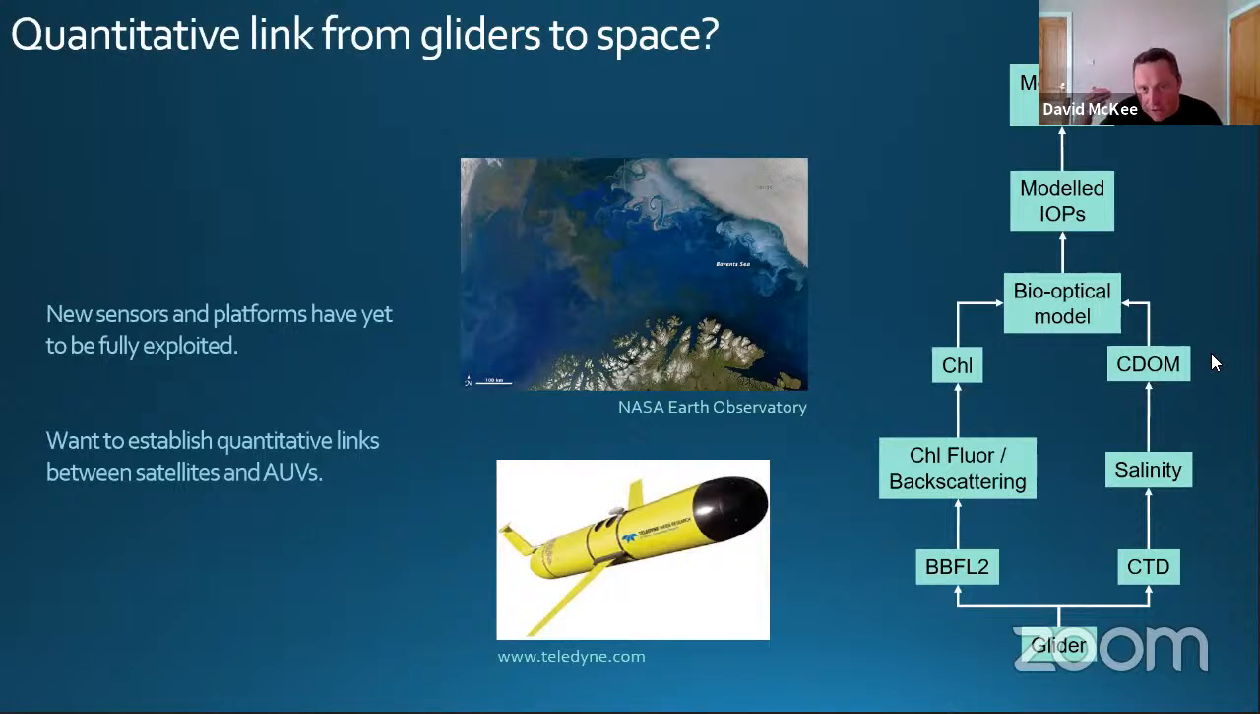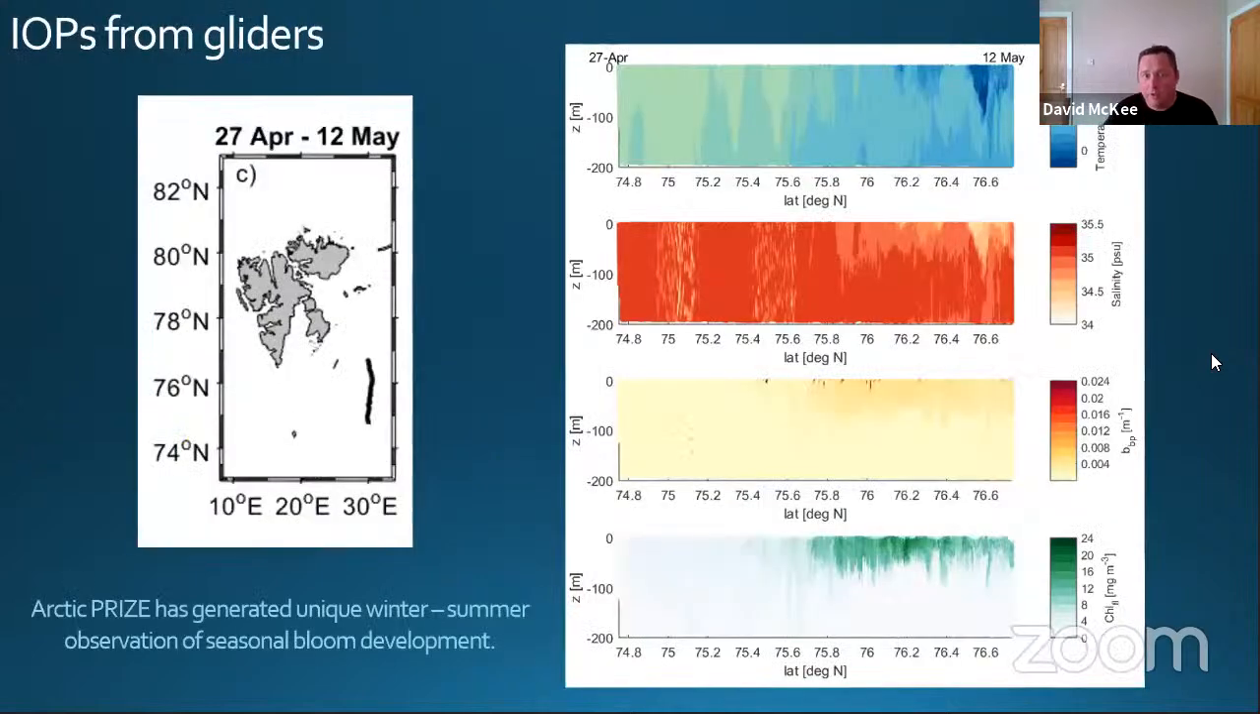And having generated that, we can predict what the remote sensing reflectances should be and see if what we're predicting from the glider matches in any sort of way the reflecting signals that we get from the satellites. I'm going to show you some data from one of the transects.